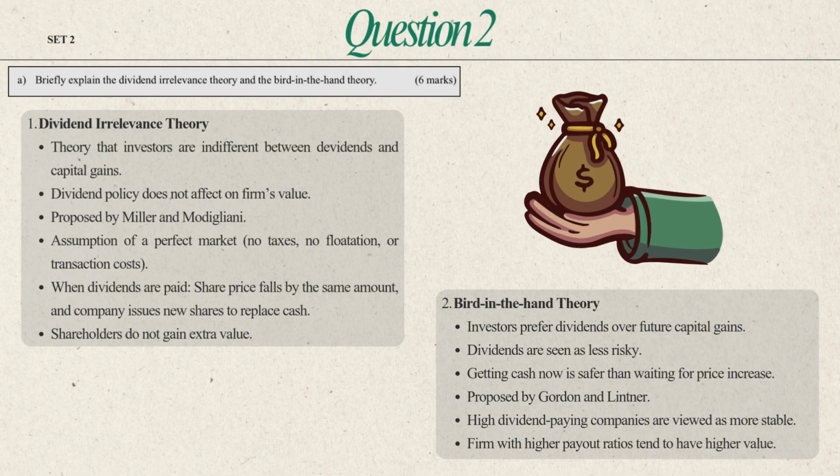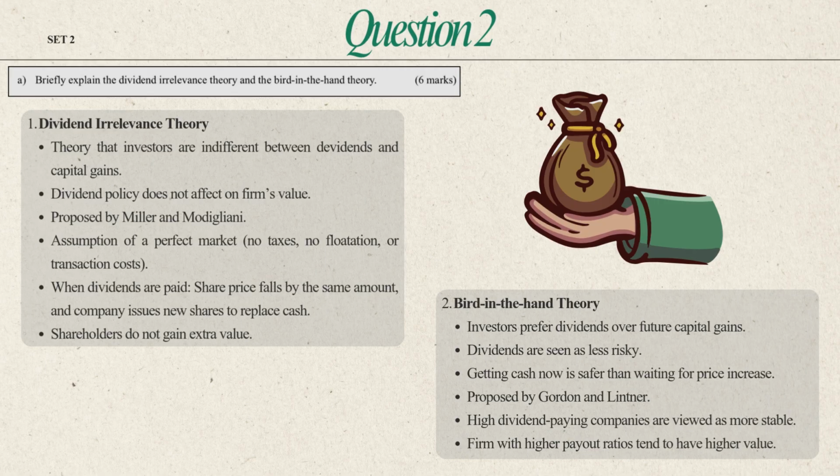Dividend irrelevance refers to the theory that investors are indifferent between dividends and capital gains, making dividend policy irrelevant to its effect on the firm's value. According to Miller and Modigliani, they assume a perfect market with no taxes, no flotation or transaction costs. They argued that when a company pays dividends, it reduces funds for growth, so the company must issue new shares to replace the money. When dividends are paid, the share price will fall by exactly the same amount, so shareholders don't gain anything extra. Thus, investors should not care whether they receive dividends or capital gains.